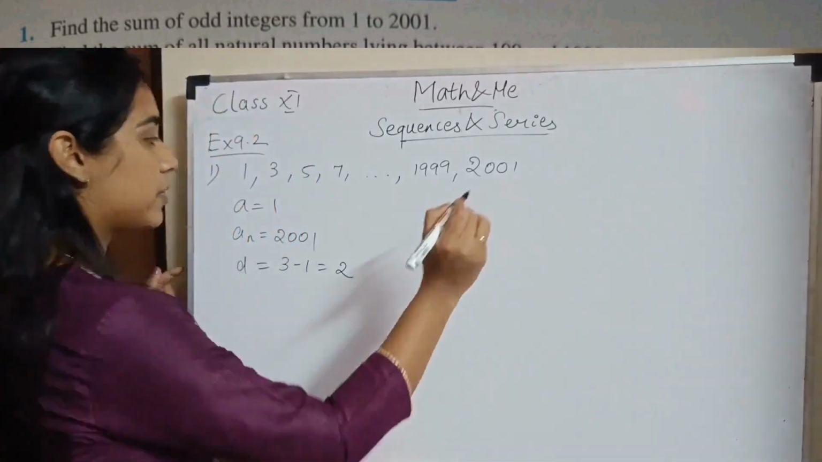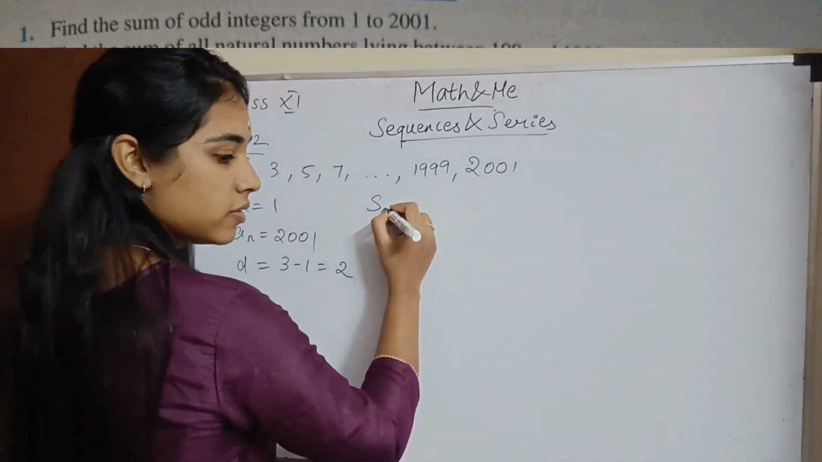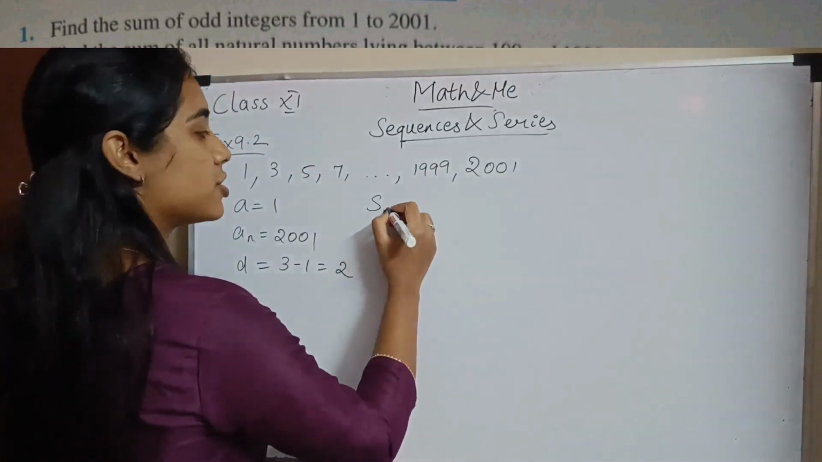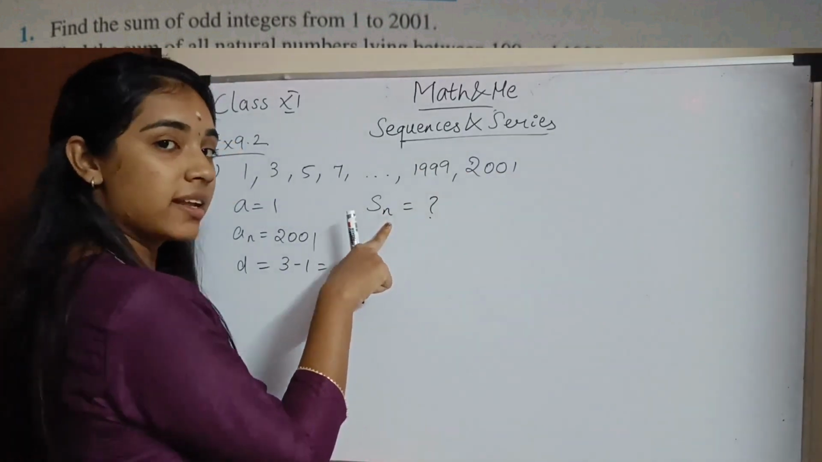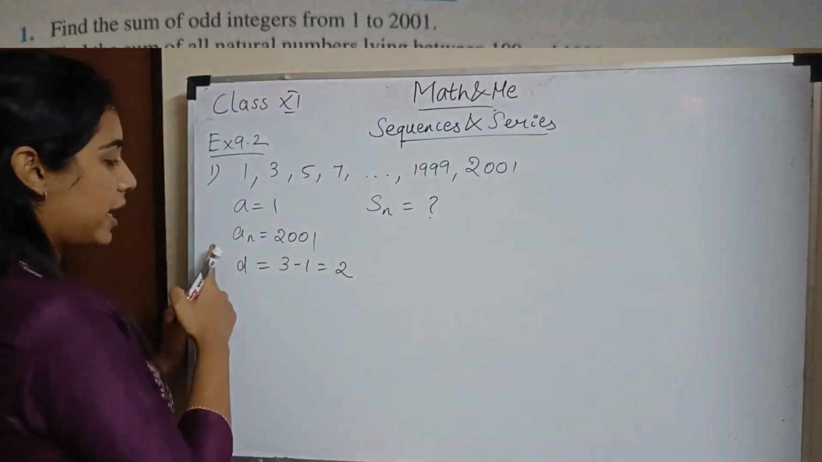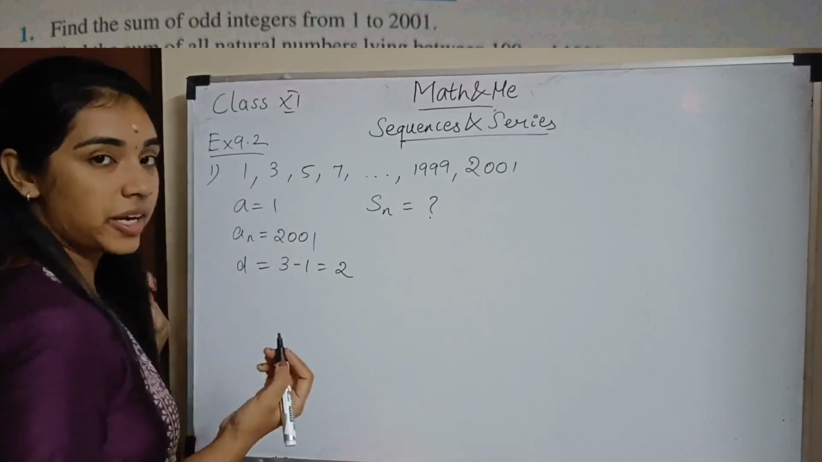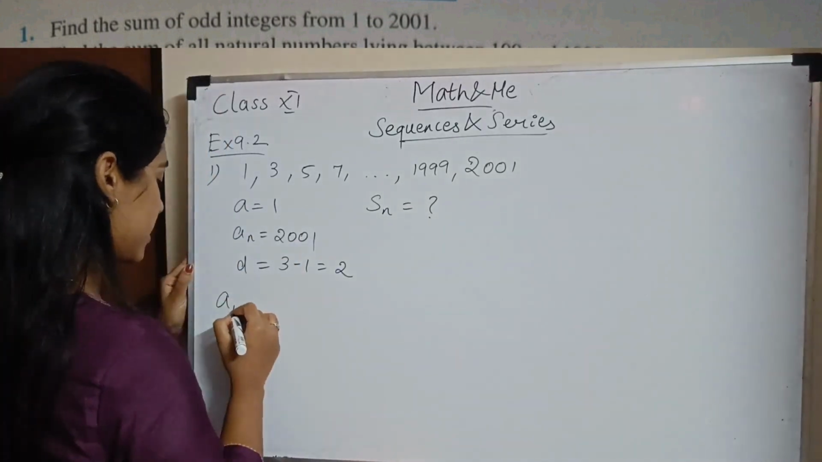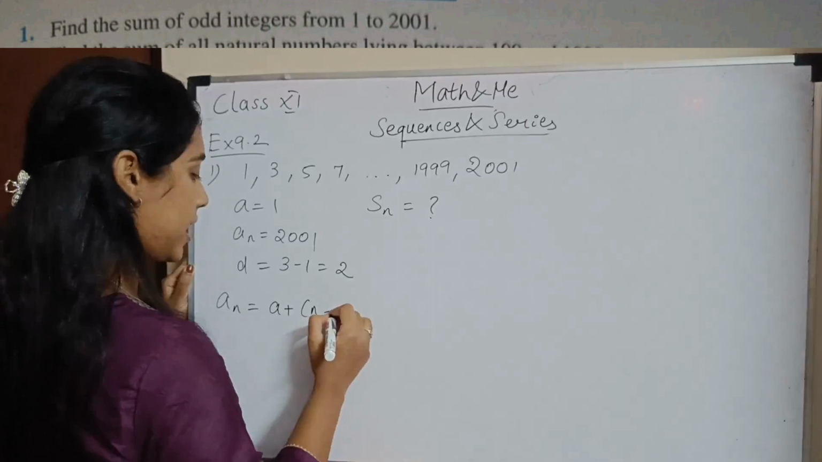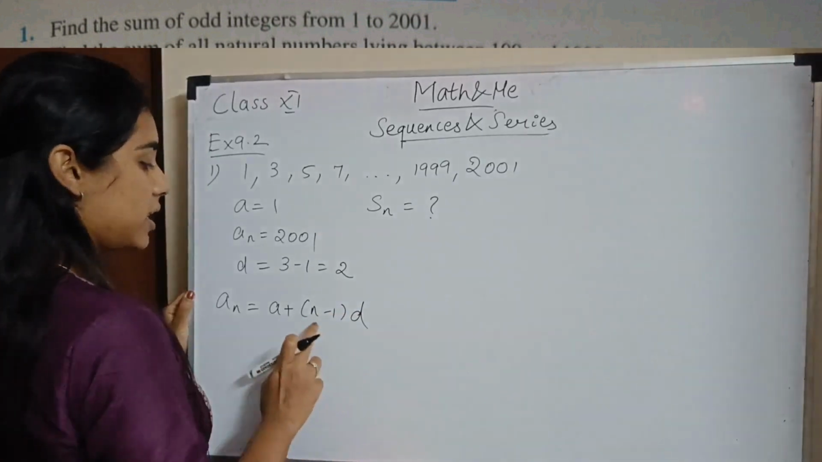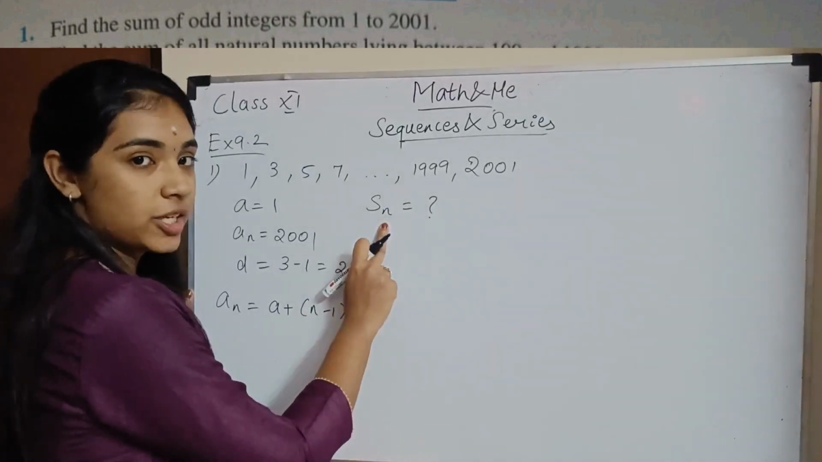We are asked to find the sum of all the odd terms. You do not know what your n is, but we know A, An and D. Using these three, you can find what the n value is, using the relation An equals A plus n minus 1 into D. Then, after finding n, substitute it into Sn and you will know what the sum is.